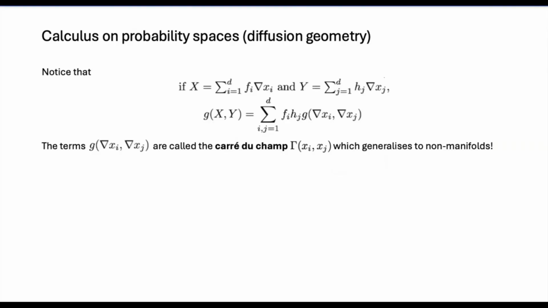So if you have the Riemannian metric of grad something and grad something else, this is known as the carré du champ, which is denoted by this gamma. And crucially, this is a more general thing.